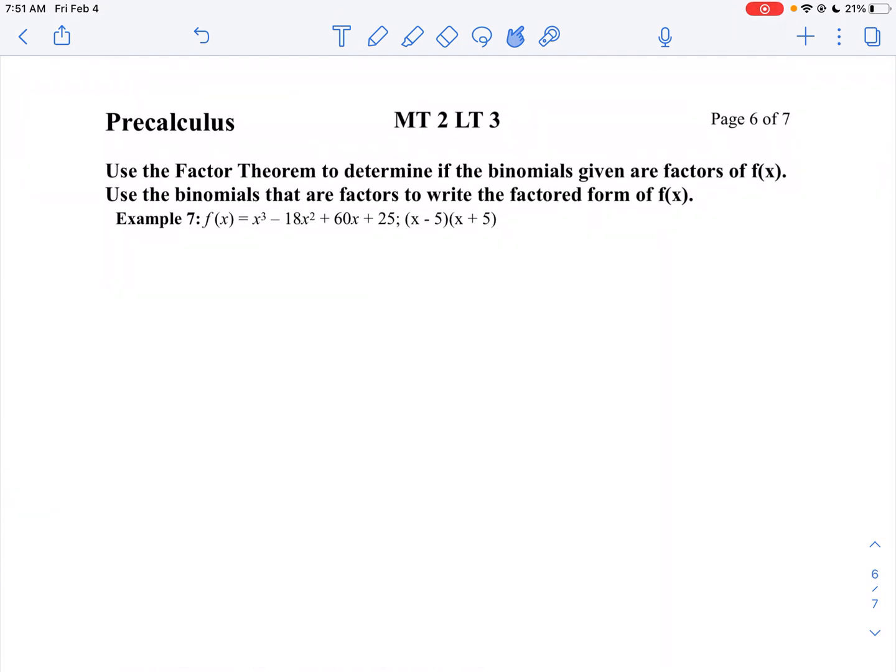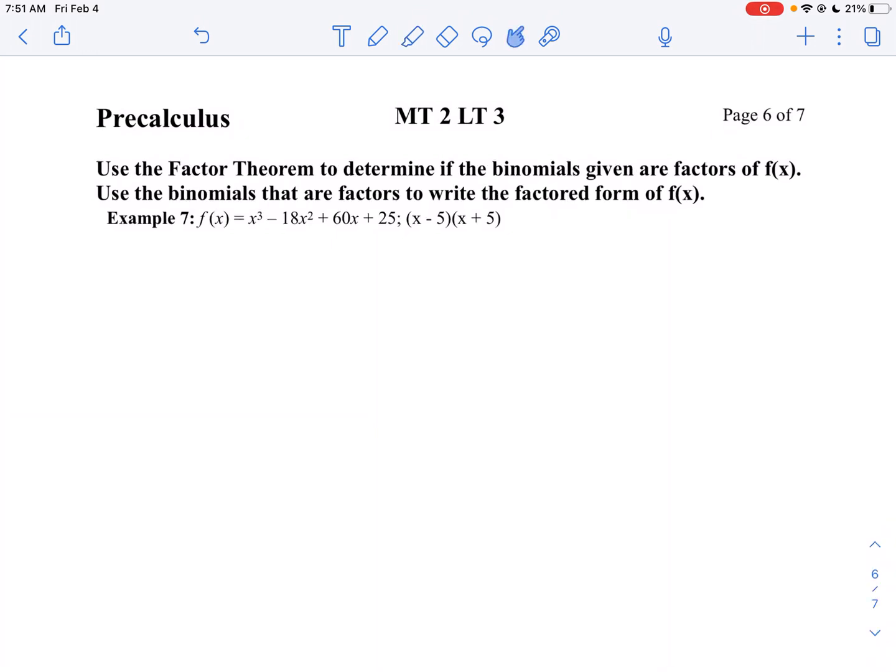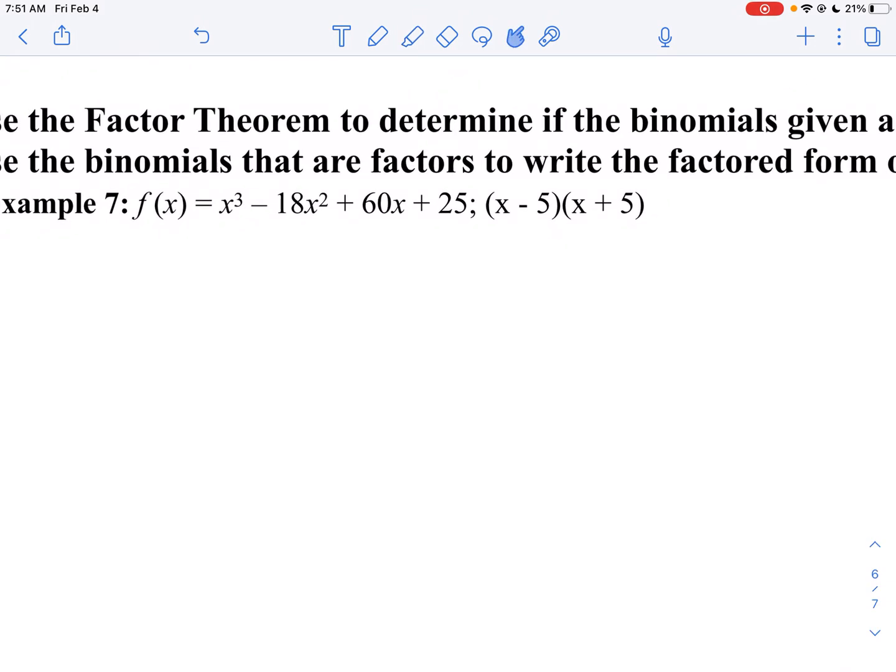I want to use the factor theorem to determine if the polynomials are factors of f of x. And then I want to factor it as much as I can. So I'm going to start here. I'm given my polynomial, which is x cubed minus 18x squared plus 60x plus 25. And I'm going to see if x minus 5 is a factor.